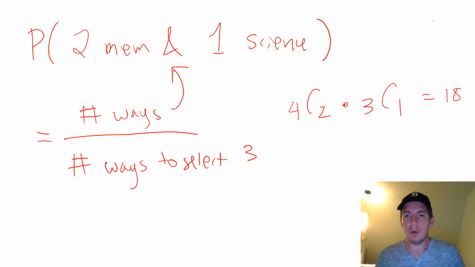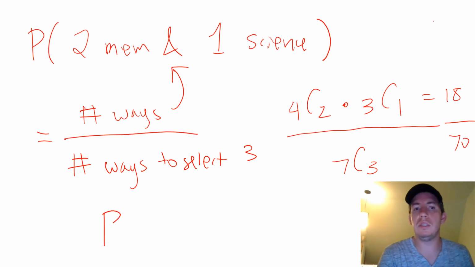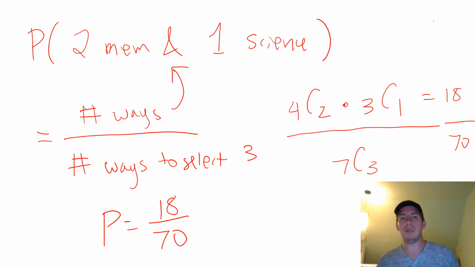But I'm not going to do that. I'm going to randomly select them out of the 7. So the number of ways I could select the 3 would be 7 choose 3. And that number is 70. So the probability is equal to 18 over 70. And I get this by using combinations.